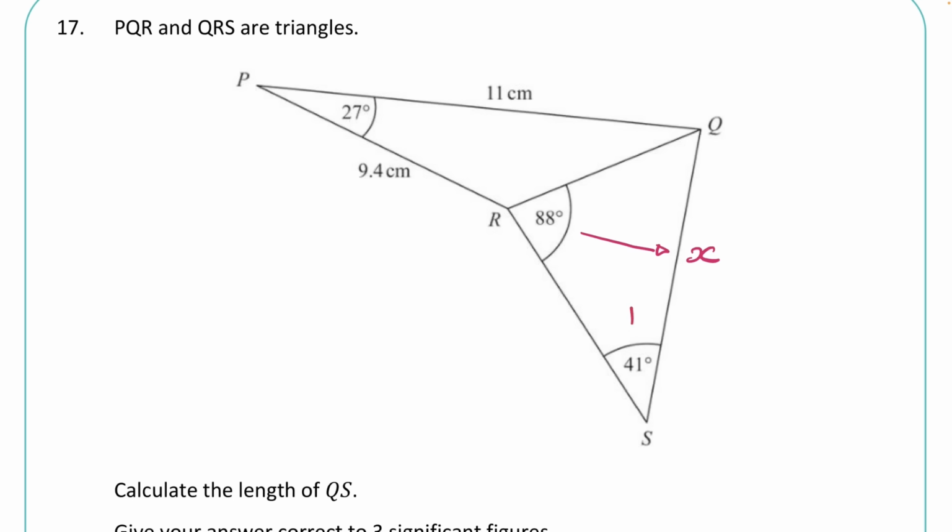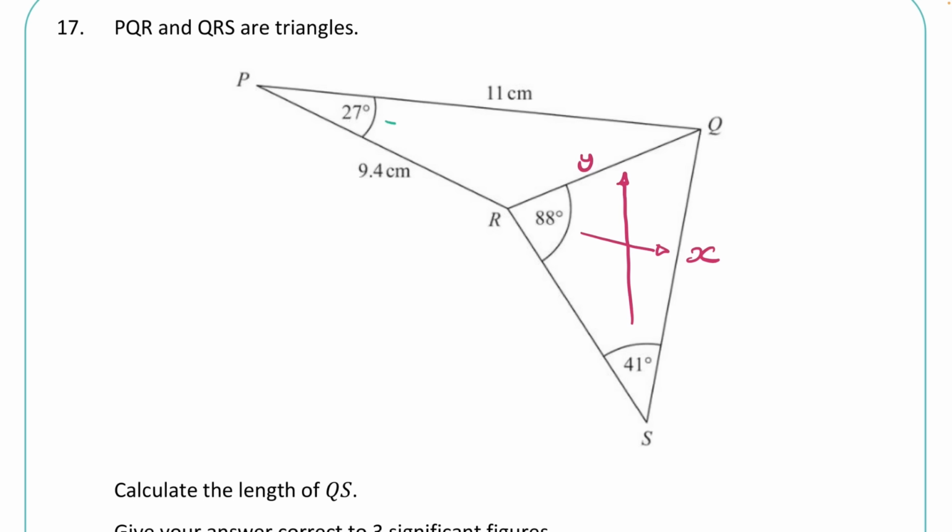However, this side that's attached, which is opposite the 41, would allow me to use the sine rule to get the value of x if I had that length RQ. So we're going to need to work out that length RQ. Let's call that y. So looking at this triangle on the top, can I figure out the length of y?